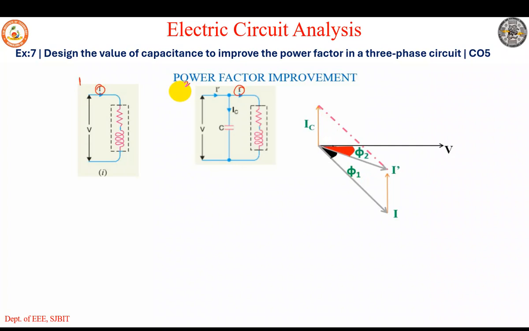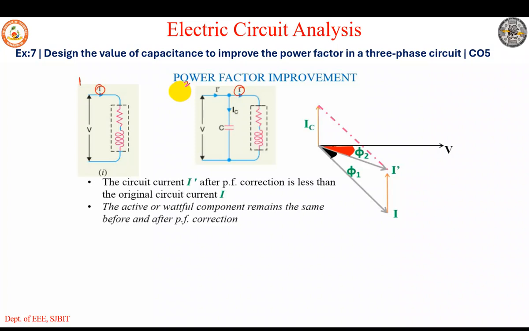But the angle with respect to the load is still phi 1. That you cannot change. You can only alter the angle with respect to your supply. Now the current I dash after power factor correction is lesser than the original current I. I hope all would agree with this. The circuit current I dash after power factor correction is lesser than the original current I.